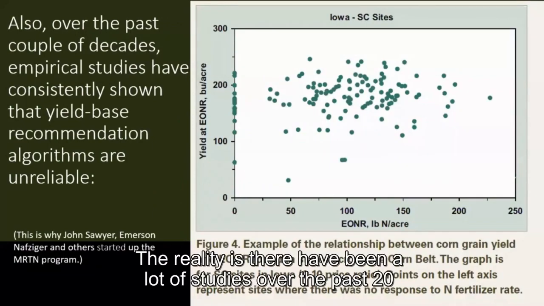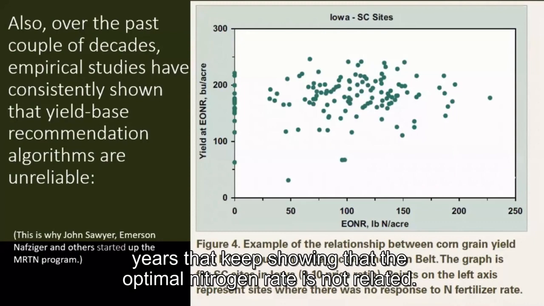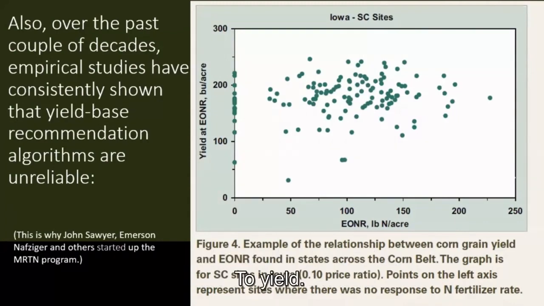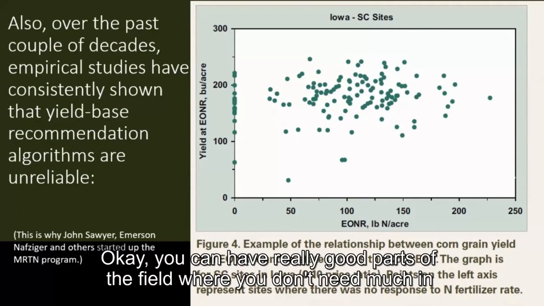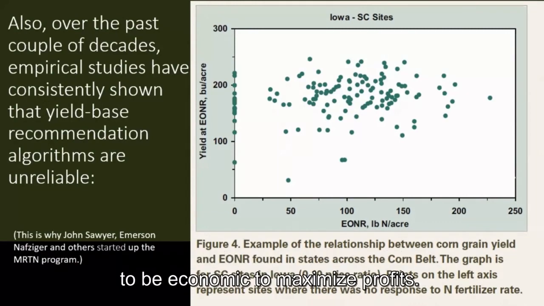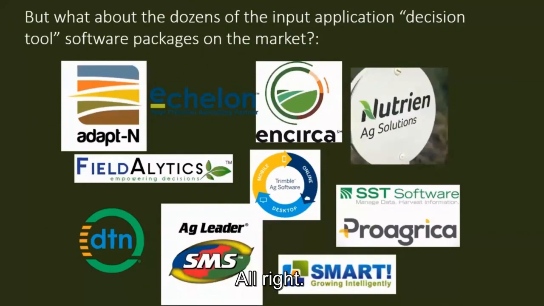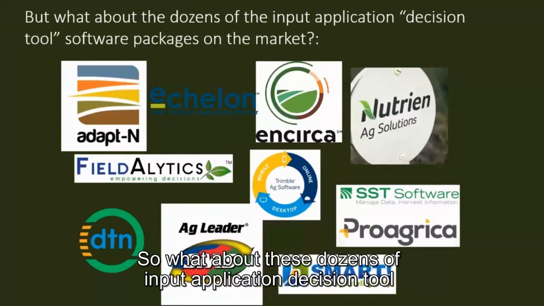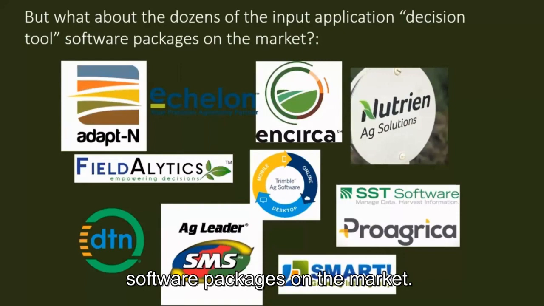The reality is there have been a lot of studies over the past 20 years that keep showing that the optimal nitrogen rate is not related to yield. Okay. You can have really good parts of the field where you don't need much nitrogen and really poor parts of the field where you need a lot of nitrogen to be economic, to maximize profits. All right. So what about these dozens of input application decision tool software packages on the market?